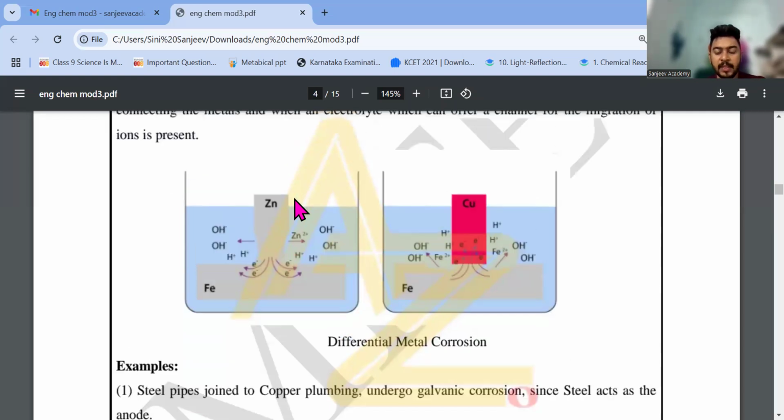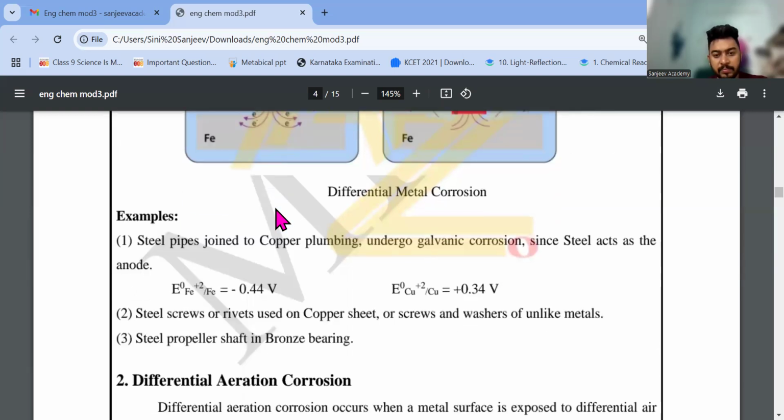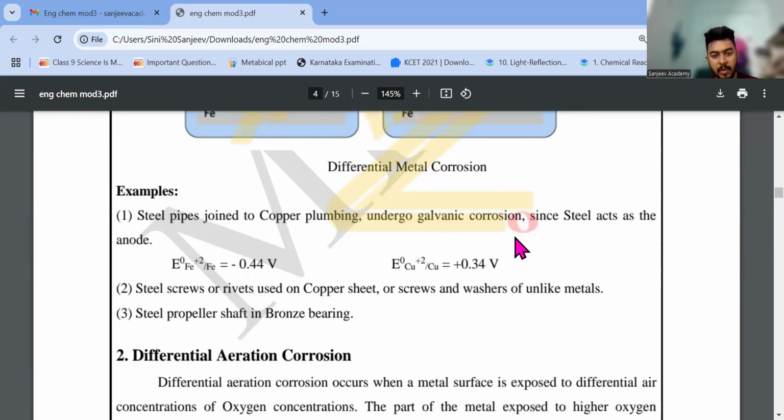Here they have taken zinc and copper. Zinc is losing electrons, anode, and copper is getting these electrons. So obviously corrosion happens on the zinc. Steel pipes joined to copper plumbing undergo galvanic corrosion, since steel acts as anode.